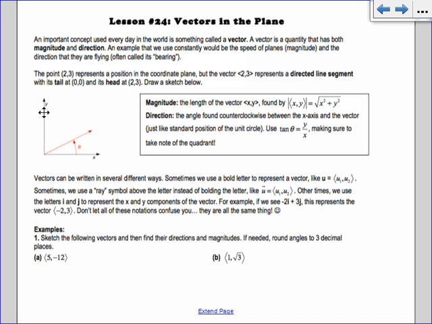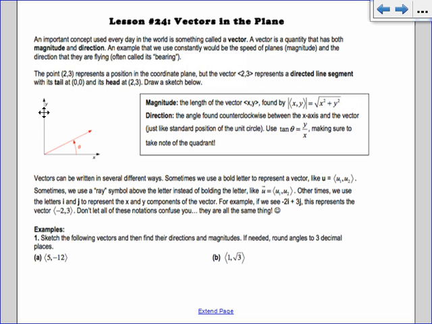Today's lesson is on vectors. Vectors are super important when you go into physics. So we'll be touching on them a little bit in Precalculus, but you can do much, much more with them. So this is an important concept used every day in the world.